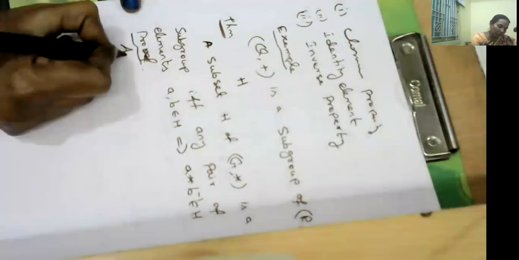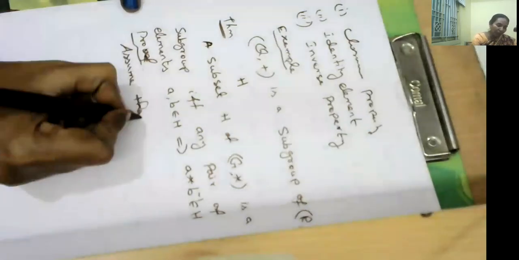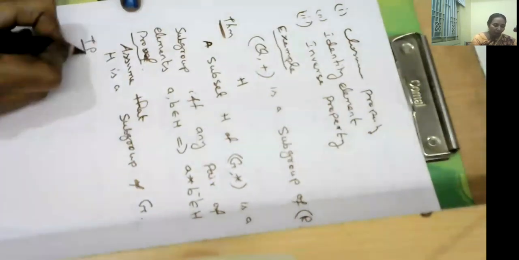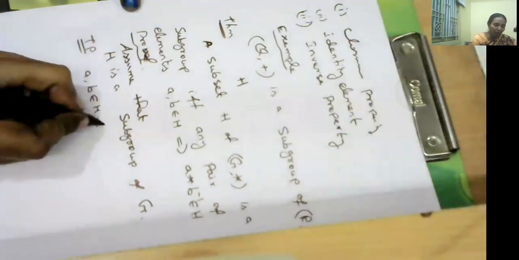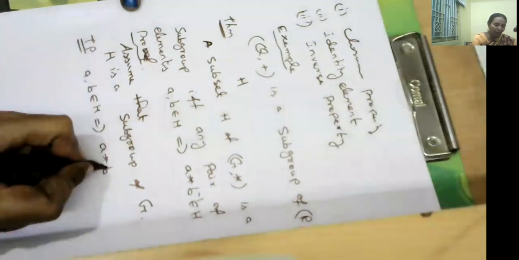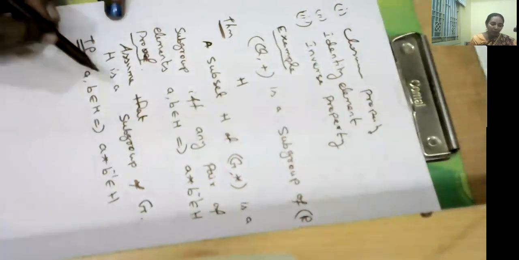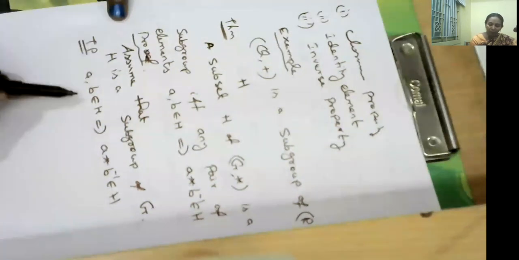So here we are taking the proof. The if part: assume that capital H is a subgroup of capital G. To prove now: a, b belonging to H implies a star b inverse belongs to capital H. Our assumption is H is a subgroup of G, and we are proving that a, b belonging to H implies a star b inverse belongs to H.